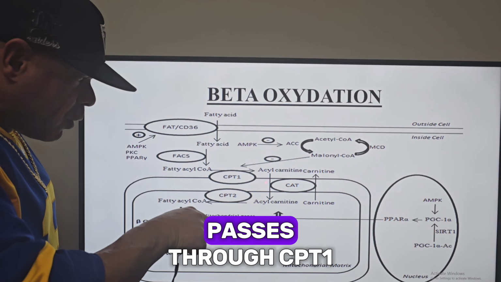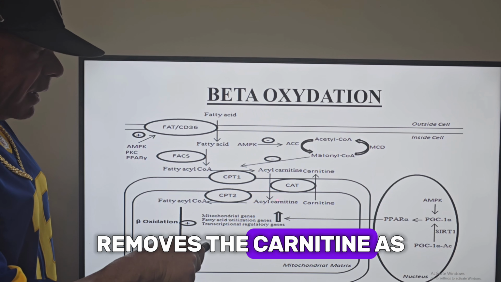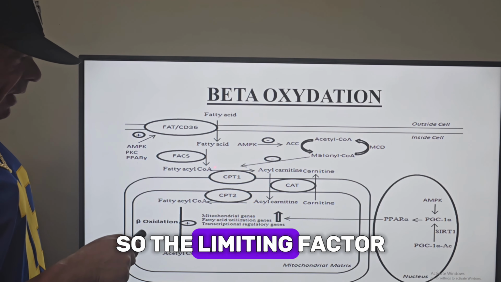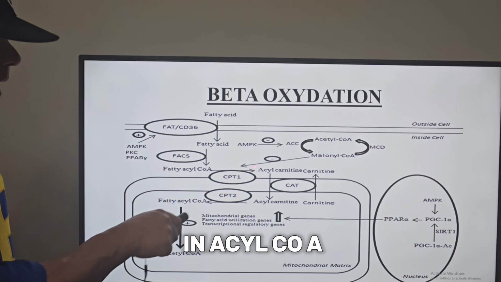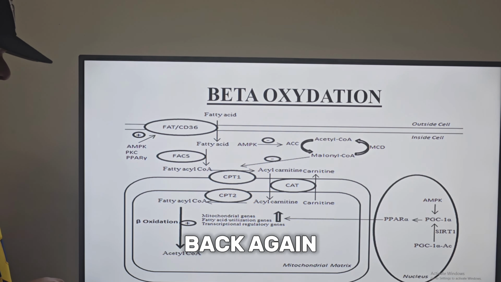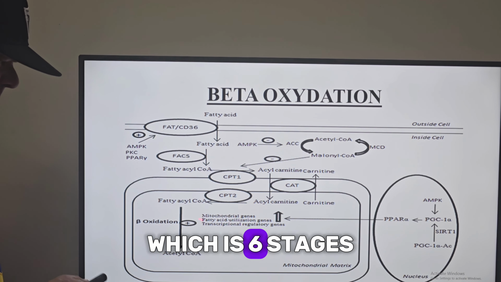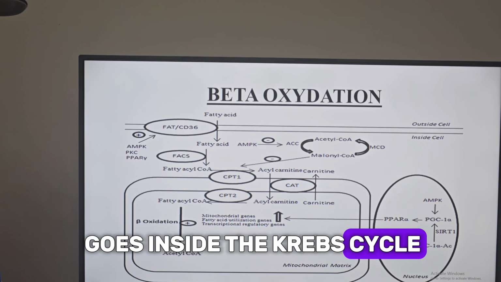This acylcarnitine passes through CPT1 and CPT2. On the CPT2, it removes the carnitine, as you can see the carnitine goes back again, and receives again the CoA. So the limiting factor is the coenzyme A and not the L-carnitine. When this acylcarnitine goes inside through CPT1, CPT2, it is converted again into fatty acyl-CoA, and then goes to the process we call beta oxidation, which is 6 stages, to be converted to acetyl-CoA, and this acetyl-CoA is the one that goes inside the Krebs cycle.